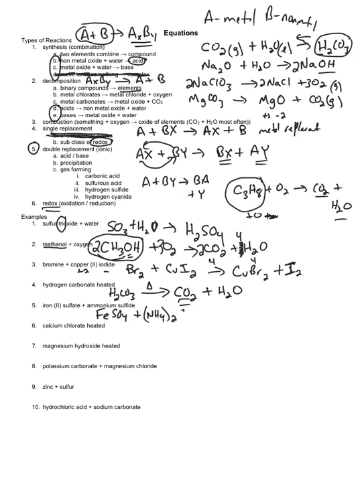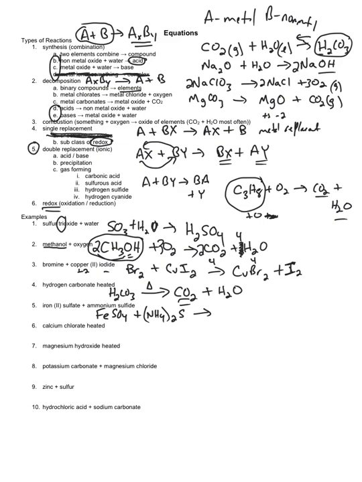Ammonium sulfide. Sulfide has got a -2 charge because it's in group 16. It's 2 away from a noble gas. Ammonium is the most common positive polyatomic ion. It's got a +1 charge, so therefore it forms a ratio of 2 to 1.